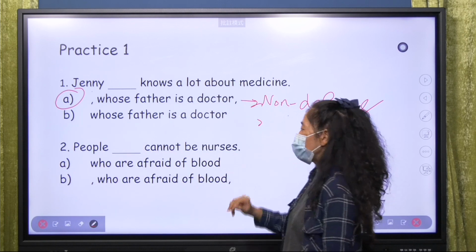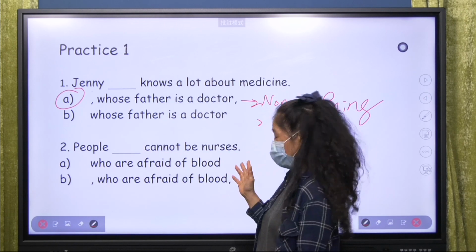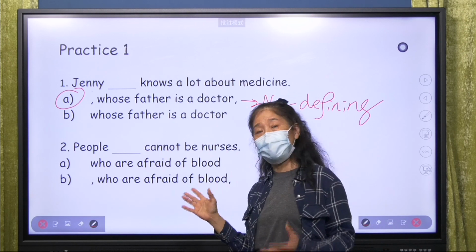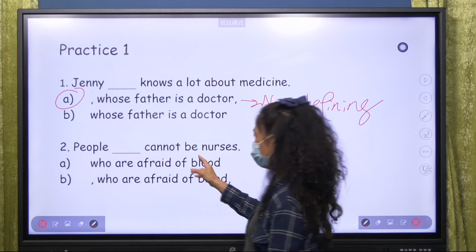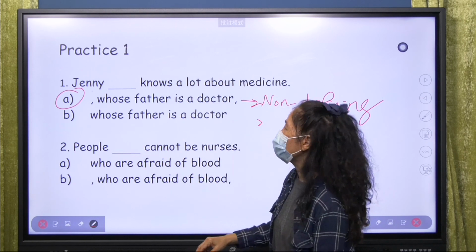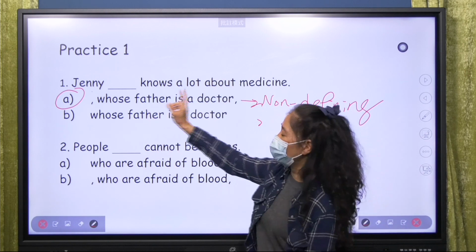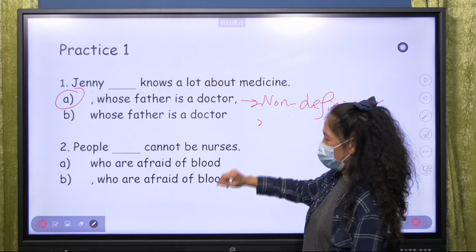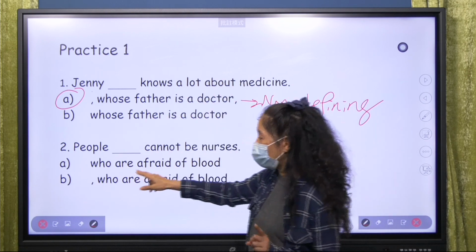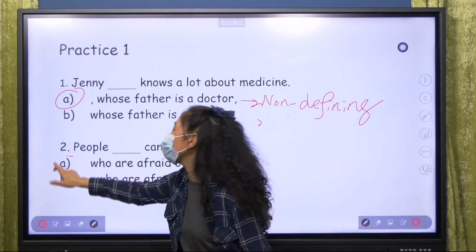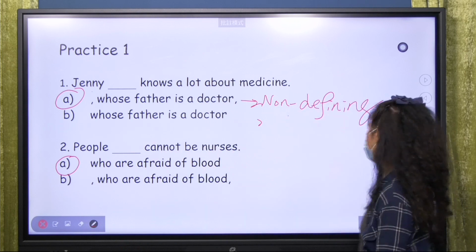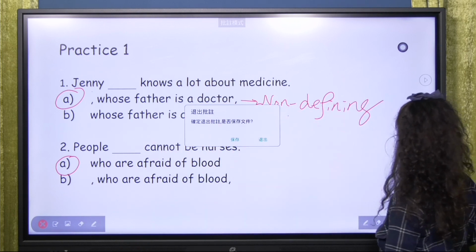People cannot be nurse. Like, students who get 100 marks can have a present. All people cannot be nurse, no. So, with a comma that is non-defining. Here it is very important you let me know: is it all people? No. Only who are afraid of blood.